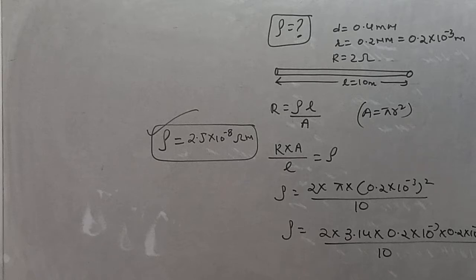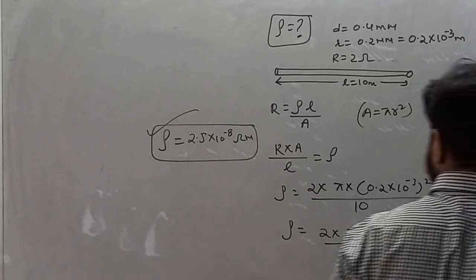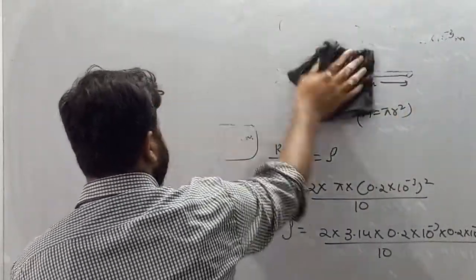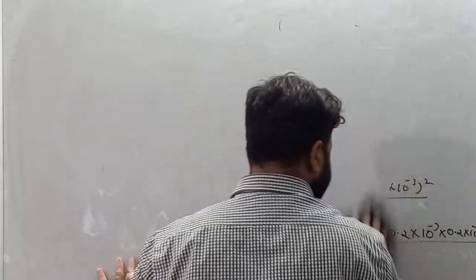Write down next question. Next question says that a copper wire of radius 0.1 mm and resistance 10 raised power 3 ohm is connected across a power supply of 20 volt.